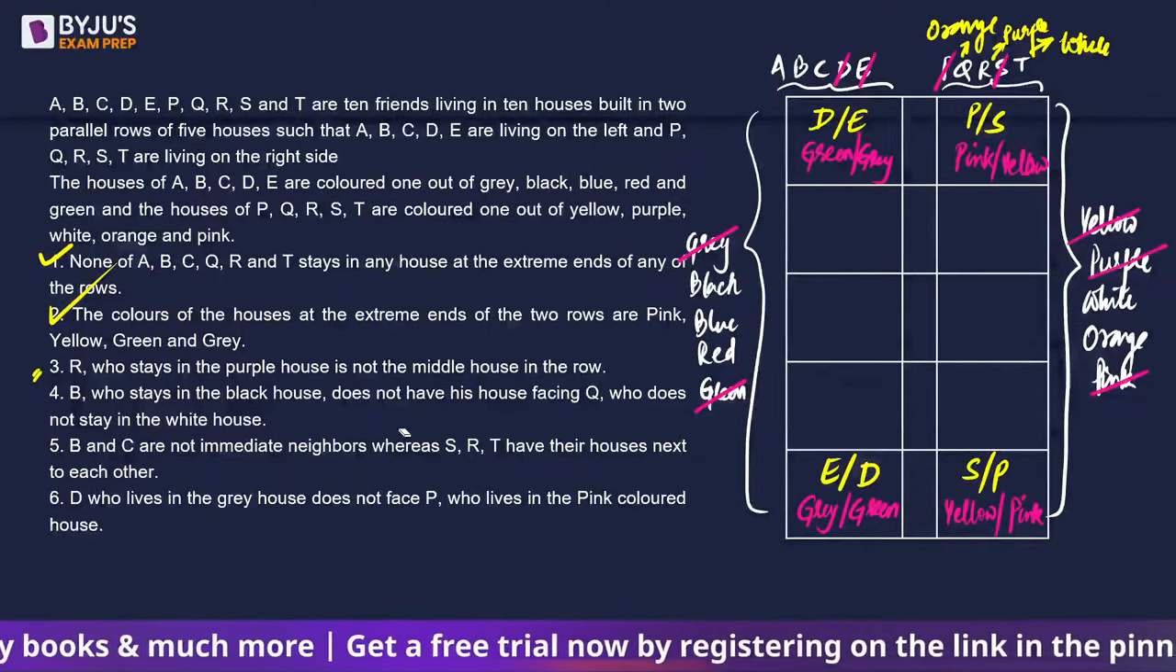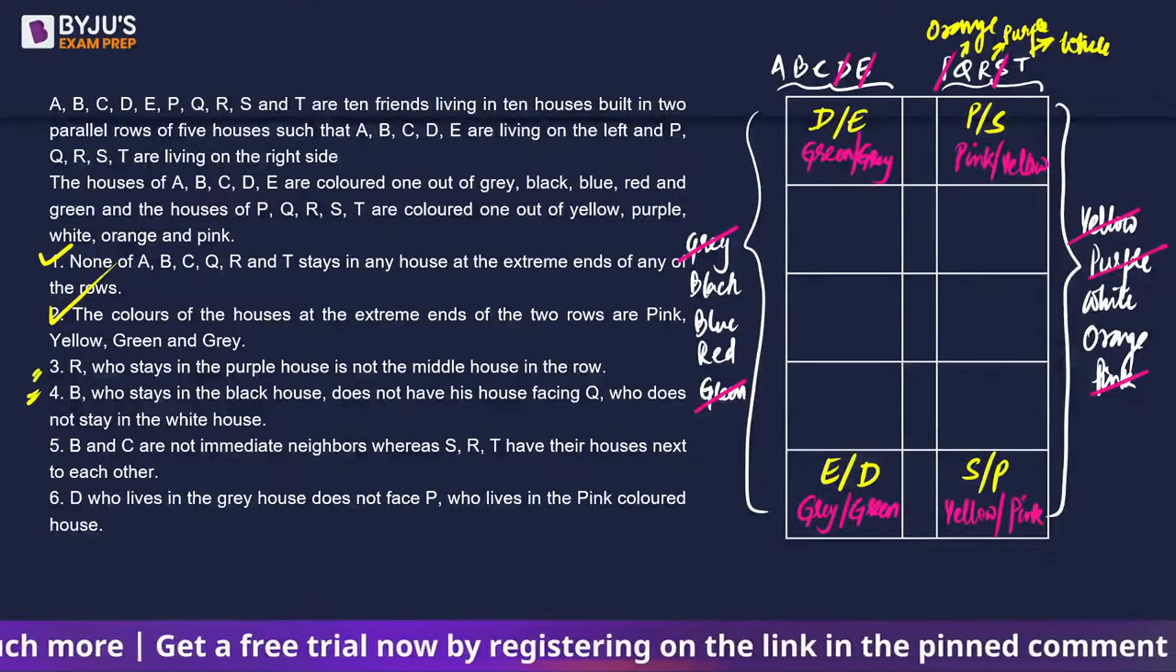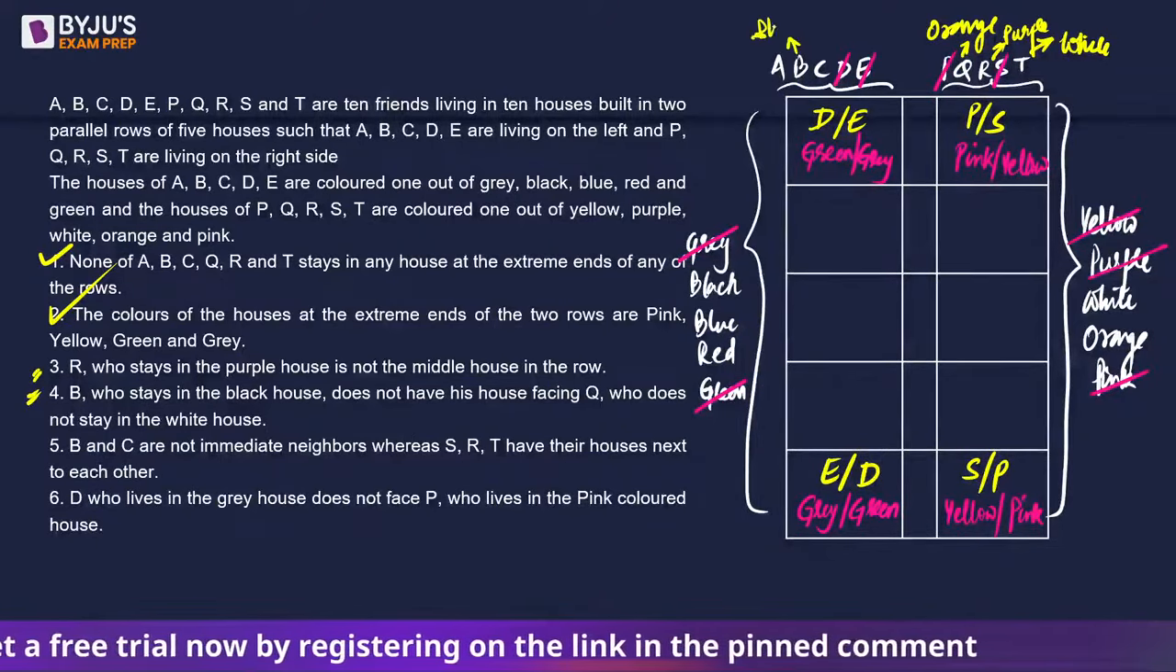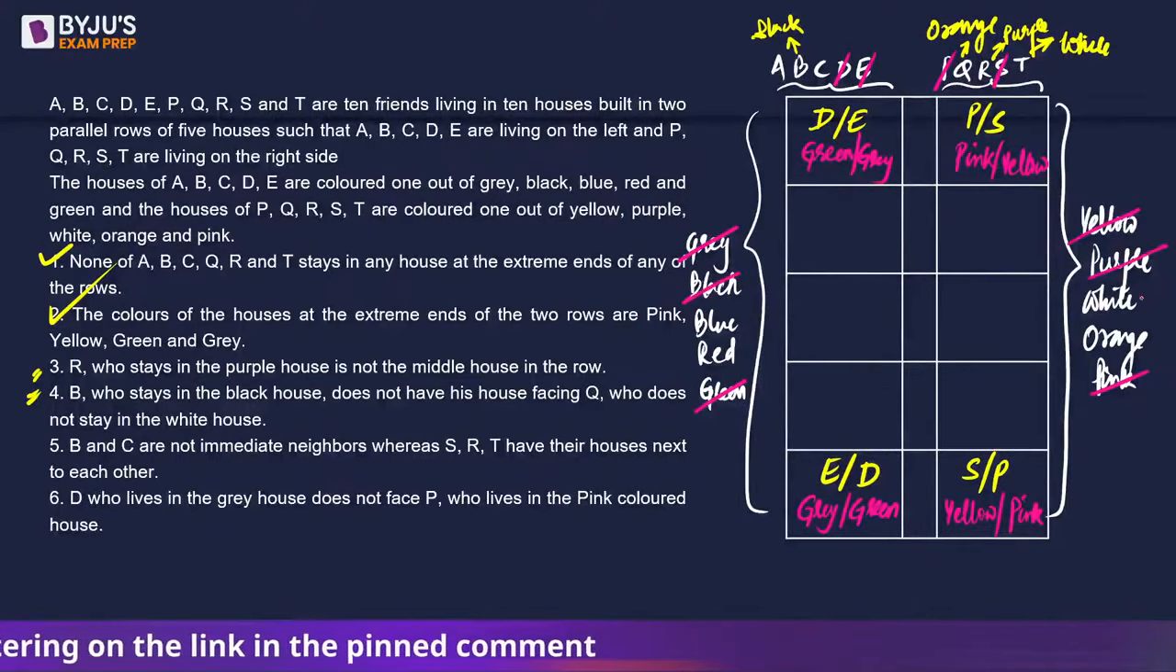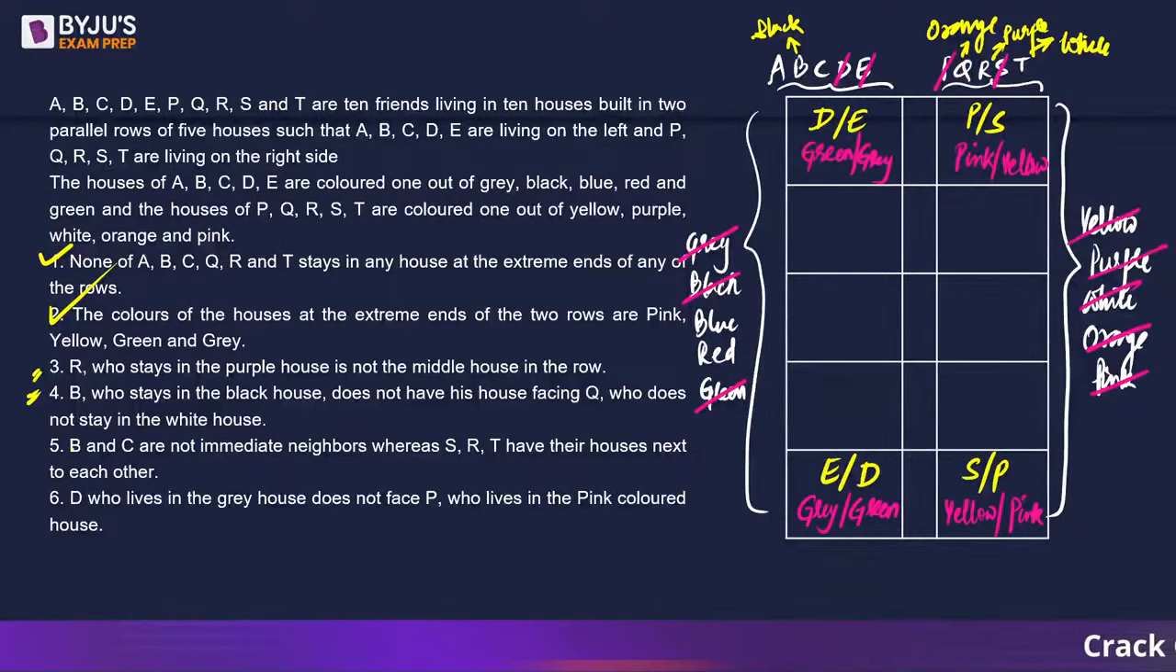We do know that B stays in the black house, so B gets black, and the moment black is done, we can strike out black also because this is fixed. Only blue and red are left, and we are confused as to which of A and C will take which. Okay. Fifth statement.